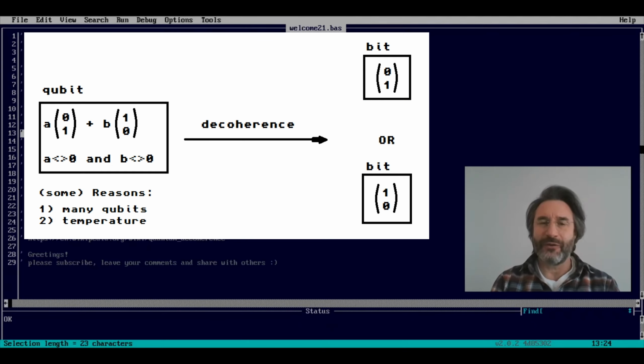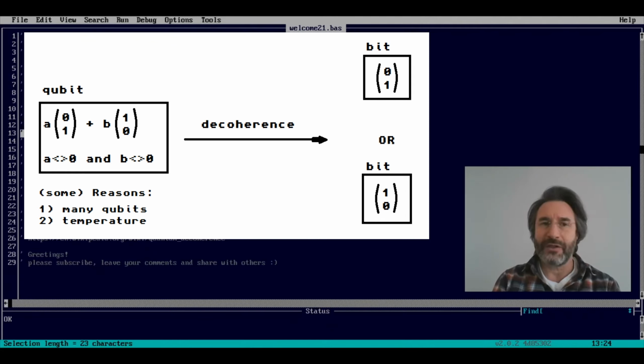So what is quantum decoherence? This is quite difficult to explain, because this is an effect that is still not fully understood. So I'm going to explain what are the effects that one can observe experimentally, and this is practically what we are going to mimic in our basic code.